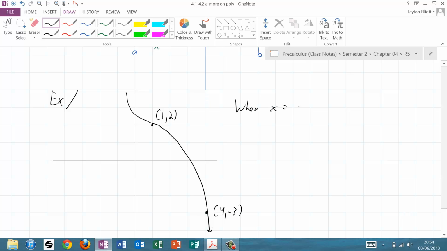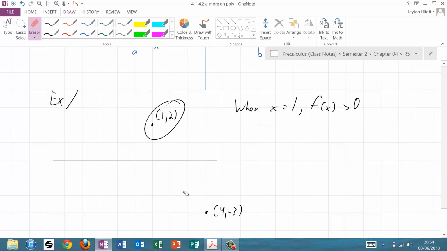When x equals 1, f of x is greater than 0. This makes sense. I'm actually going to erase that and say here we have a point. When x equals 1, the y value is greater than 0. When x equals 4, the y value is less than 0.